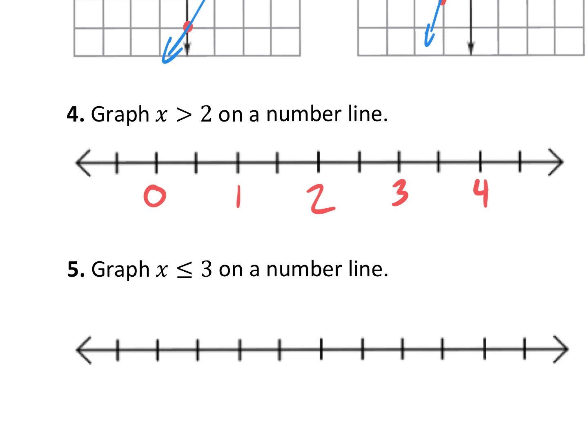But anyway, that's already good enough to graph this x is greater than 2. Is it going to be a solid dot at 2 or an open dot at 2? It's going to be an open dot, right? So it's going to be an open dot at 2. And am I going to the left or to the right? To the right.